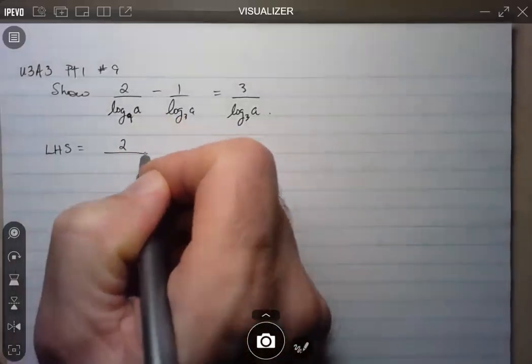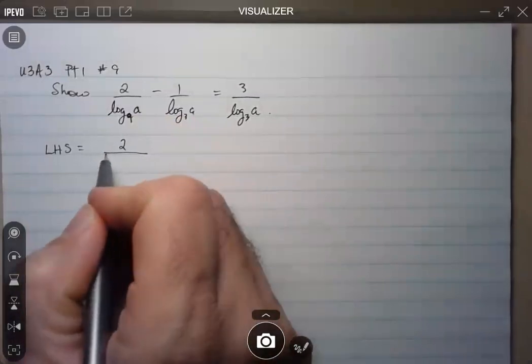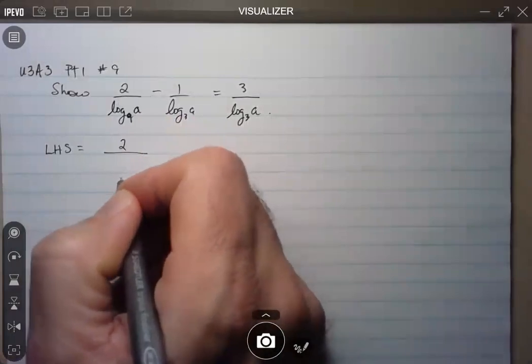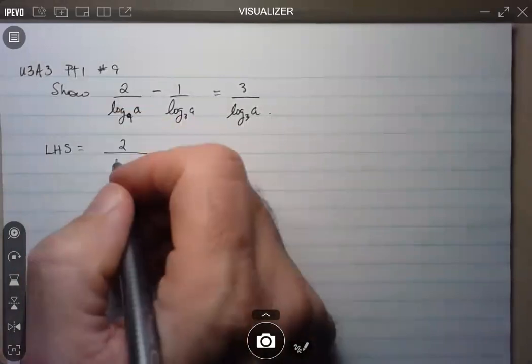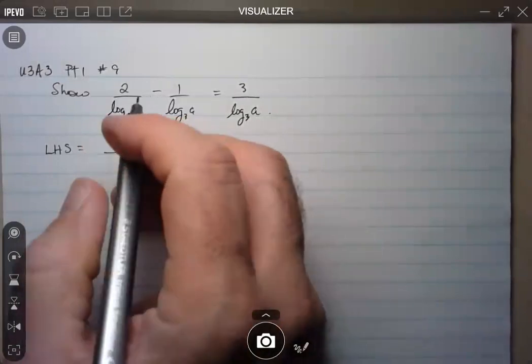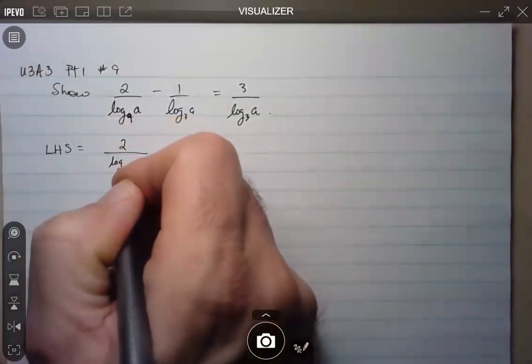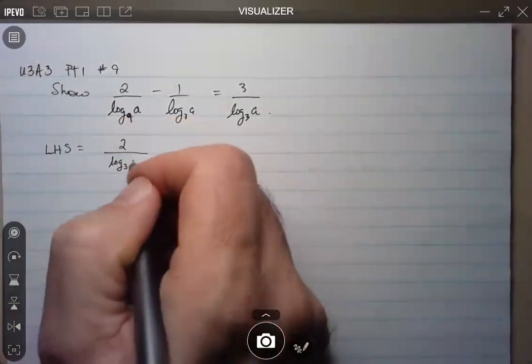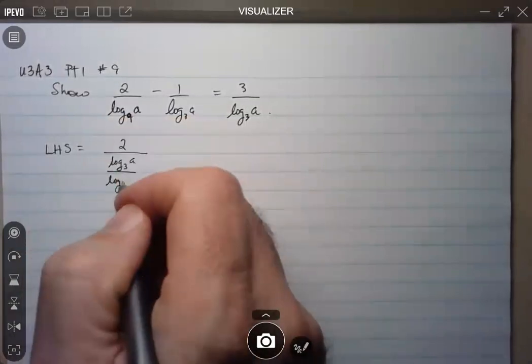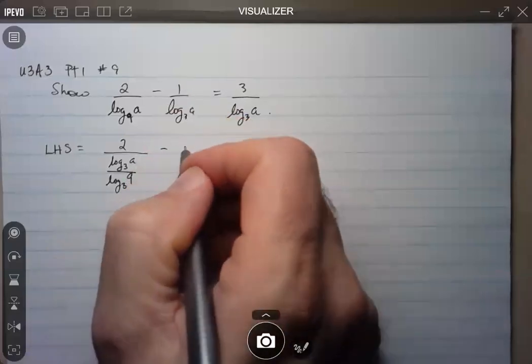So I've got 2 divided by. Notice here I'm going to make this division sign significantly bigger to make sure I know that this fraction in the denominator is indeed in the denominator. So if I apply my change of base formula, it's log base 3 of the original input over log base 3 of the original base.